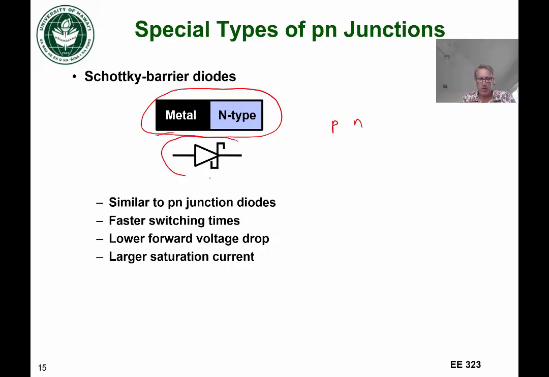And the symbol is, again, slightly different here. The behavior is very similar to a PN junction. They tend to have very fast switching times, and they tend to have a lower forward voltage drop, which can be useful in certain situations. They also have a very large saturation current, so they can flow a lot of current with a low voltage drop, but still have the diode-like behavior. So you'll hear this referred to as Schottky diodes or Schottky barriers.